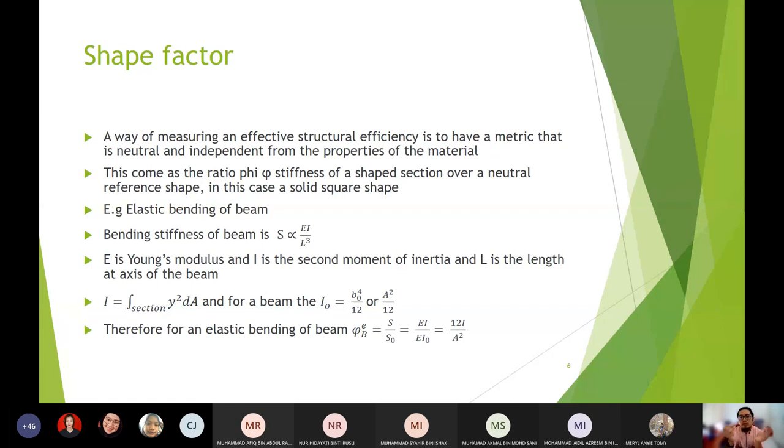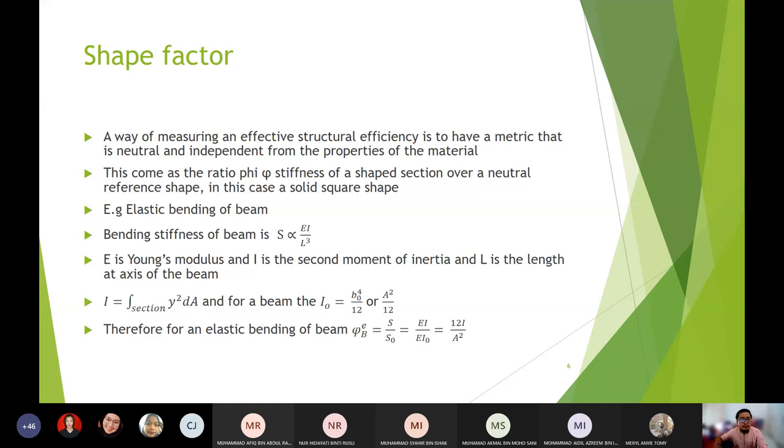Because the solid square is the basic material shape. Actually, a solid square can be used in almost all kinds of application, even for loaded tension. For bending we can use it, also for compression, although not for torsion, but it generally can be used in a lot of different modes of application.